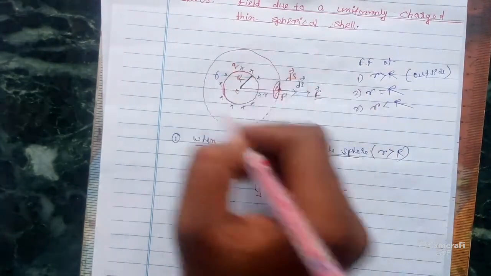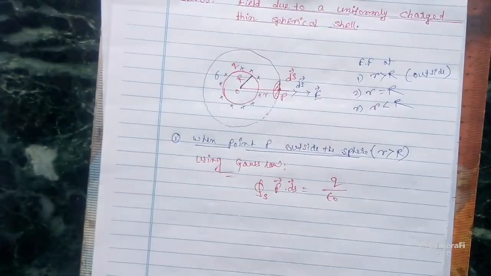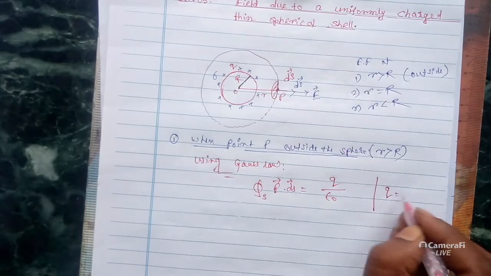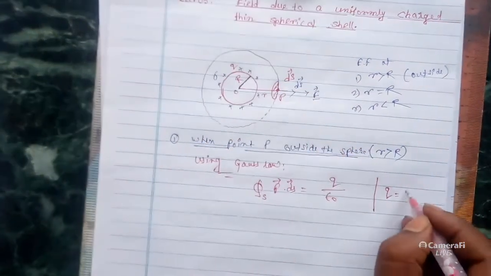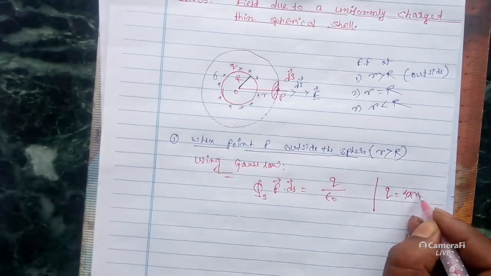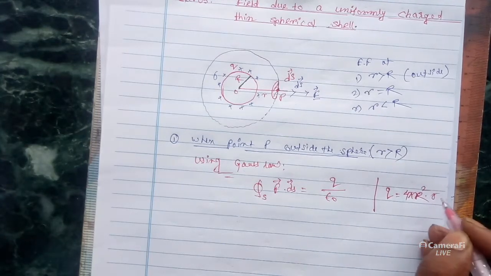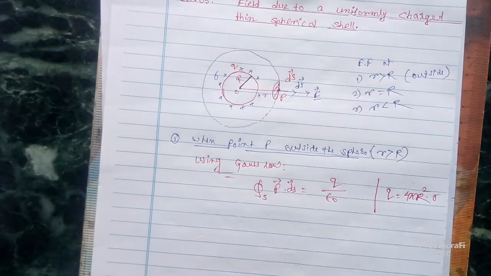What is the total charge inside this surface? Small q. So small q by epsilon naught. You can write q is equal to the surface area, 4 pi capital R square, into sigma. So you can put this value, no problem. Okay, now come to the E dot ds.